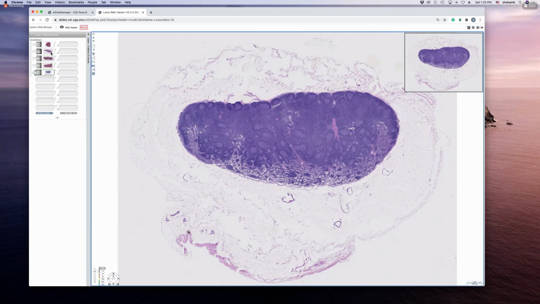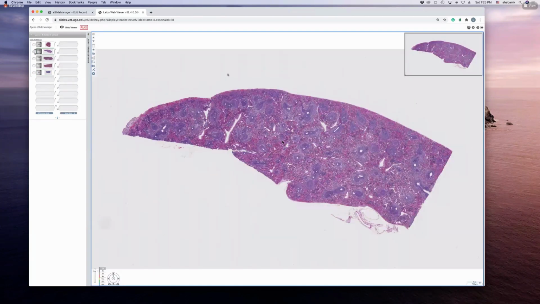So now let's go to the spleen. Okay, so the spleen has two zones. What are they?